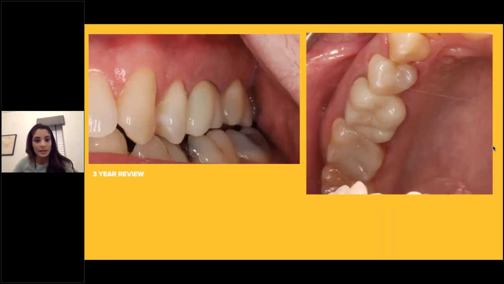So this is him at the 3-year review. I just took these photos the other week when I reviewed him, and you can see he's got no buccal swelling, he had no furcation pocketing, everything is looking really nice and sound.